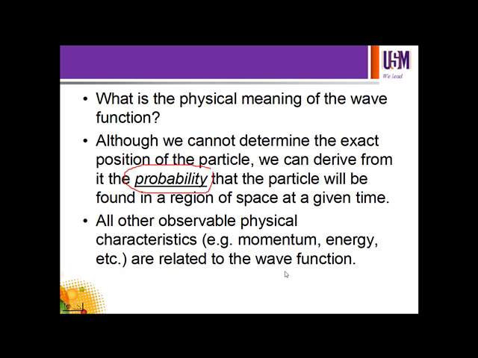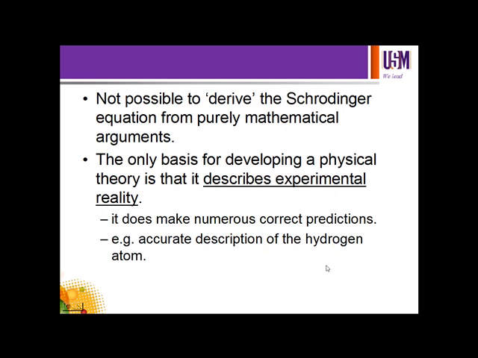So the wave function can not only determine the probability of the position of the particle, but will also relate to the observables. Observable means that we can observe it in an experiment, such as momentum, energy, and other parameters.